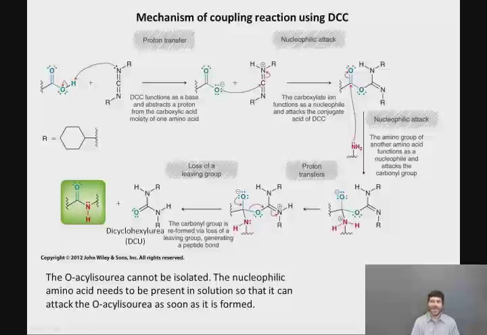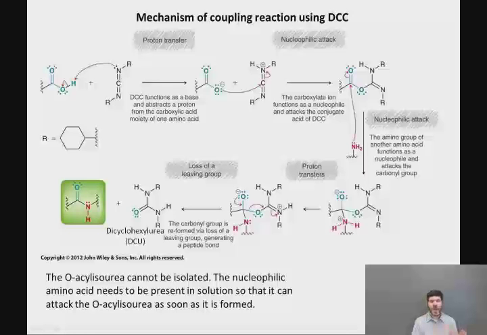Okay, so a urea is a carbonyl group bound to 2 nitrogens. Plain old ordinary urea that you excrete when you urinate just has 2 hydrogens on each nitrogen. This is dicyclohexyl urea, and it's particularly useful because it's insoluble in solvents that are used to carry out this reaction, so it can simply be removed by filtration.